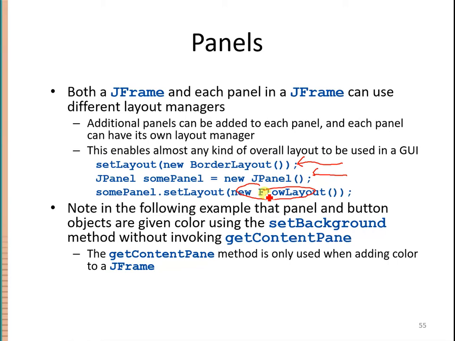Note in the following example that the panel and the button objects are given color using the set background method without invoking the getContentPane method. We have seen that if you want to set the color for the frame, we do not directly call the set background method. We first have to call getContentPane, then from this method we call set background. But for panels we can directly call the set background method to set the background color for the panel.